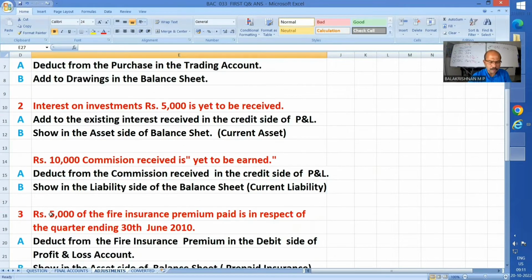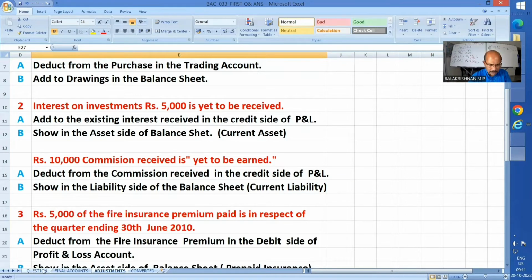Number 2, interest on investments rupees 5,000 is yet to be received. Add to the existing interest received in the credit side of P&L account. It's an income, right? And show in the asset side of the balance sheet. It's a current asset. That's all.